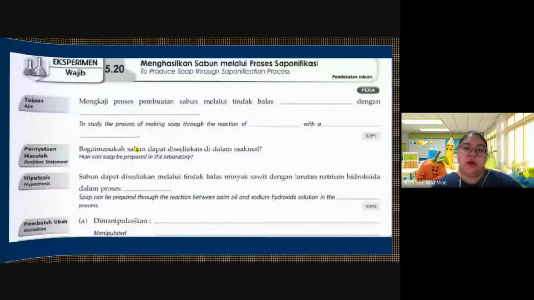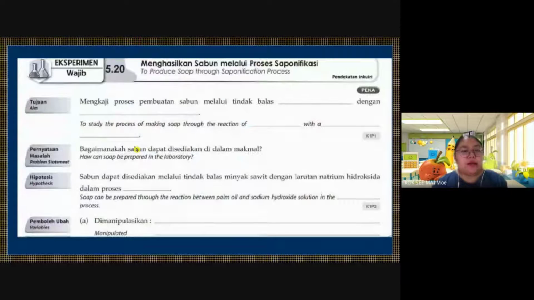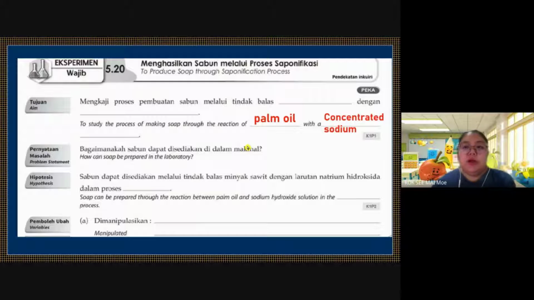Okay, so from here, I'm going to show the answer for this experiment. For this one, the first part should be the aim. The aim is to study the process of making soap through the reaction of palm oil. The first one is using the palm oil. Another one you add is the sodium hydroxide, which should be the concentrated solution. So these are the things we react together with the palm oil. Then they produce the soap.